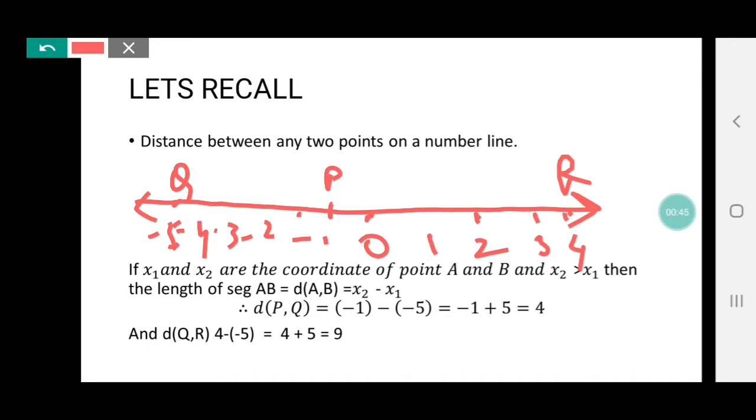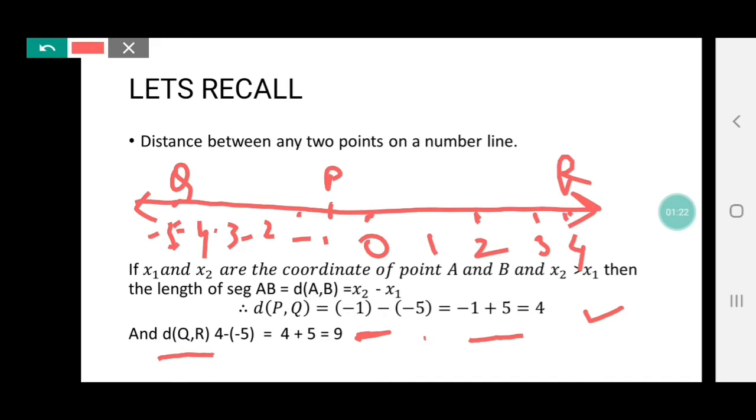Now the distance between PQ. Whenever we have to find the distance between any two points, we subtract the smaller coordinate from the bigger coordinate. Okay. Now here x2 is bigger as compared to x1, so the distance between AB is x2 minus x1. Right. Now here the distance between PQ will be -1 minus (-5), as -1 is greater than -5. Okay, so it will be -1 plus 5, that is equal to 4.